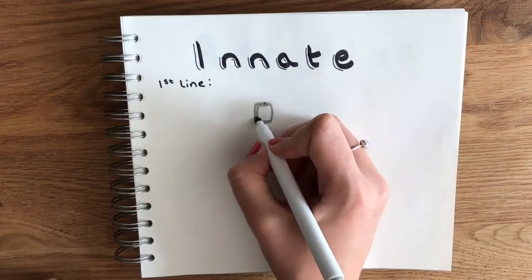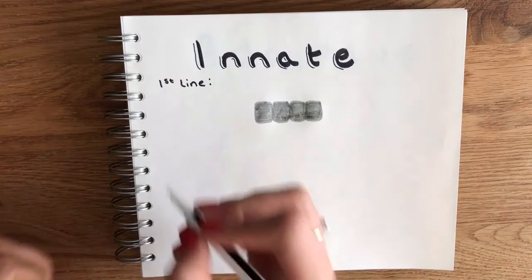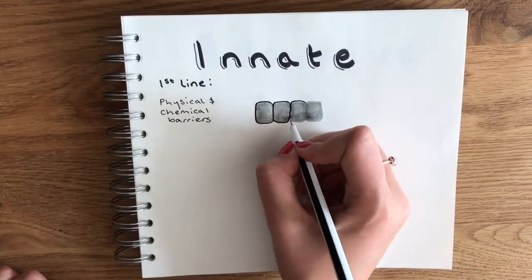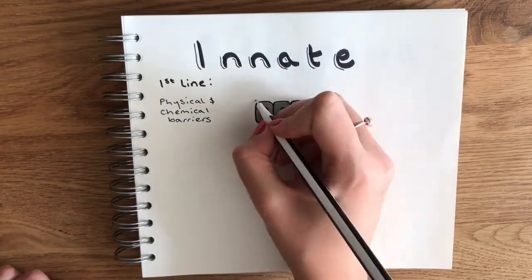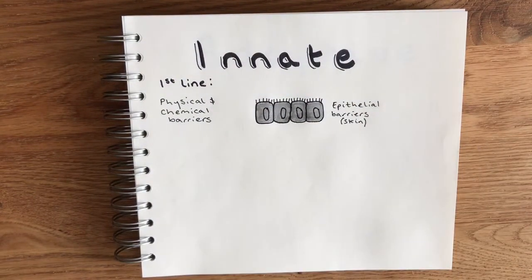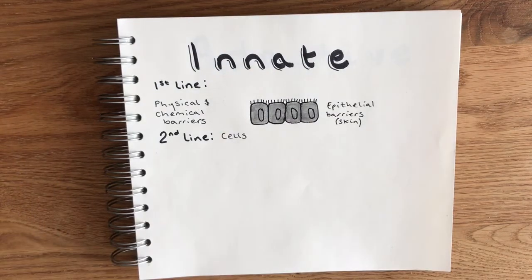The innate immune system contains two lines of defences. The first line of defence includes things such as physical and chemical barriers, so epithelial barriers, which is basically our skin, and these help to prevent any harmful pathogens from actually entering our body in the first place. If a pathogen manages to get through this first line, then the second line of defence will be activated. This involves a variety of different immune cells.